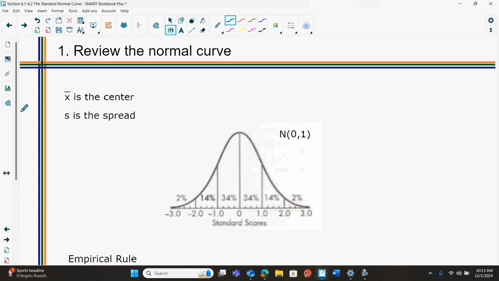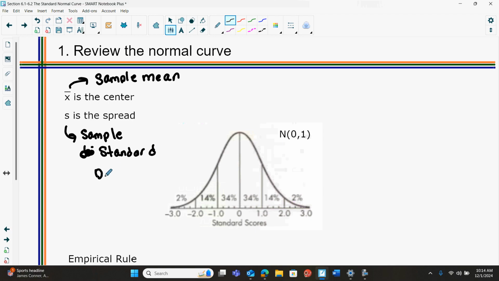So a friendly reminder that a normal curve is the shape of a normal distribution. And when we're talking about here, whenever x bar is the center, remember this is the universal symbol in stats for a sample mean. And then s is the spread, and that is known as the sample standard deviation. We can take any distribution and represent it as a normal curve if we know the sample mean and the sample standard deviation.